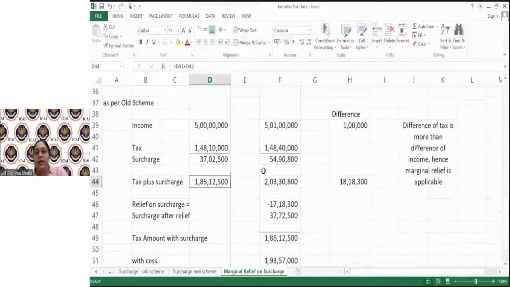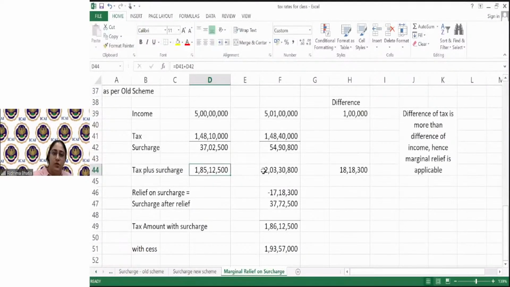So, guys, this is as per the old scheme, 5 crore 1 lakh, ठीक है? On 5 crore 1 lakh the total tax came to 1 crore 48,40,000. Surcharge at the rate of 37%. But one second, this is 5 crore 1 lakh, so I have to calculate marginal relief because income is marginally increasing, so there will be relief. So I calculated tax on 5 crore. The tax on 5 crore came to 1 crore 48 lakhs 10,000. Surcharge came to 37 lakh something. Total tax came to 1 crore 85 lakh 12,500.